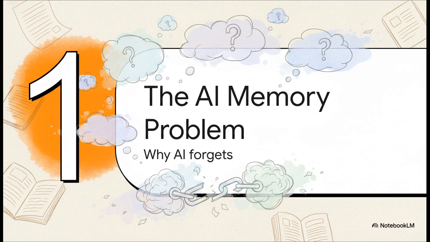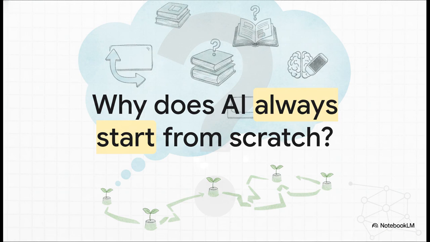Section 1. The AI memory problem, and why your AI just keeps forgetting. So, why does your AI always start from scratch? Have you ever noticed that when you ask an AI a question about your documents, it has to do all the work from zero? And if you ask a similar question tomorrow, it's learned absolutely nothing overnight. Every single question starts from zero. Nothing is saved. Nothing compounds.